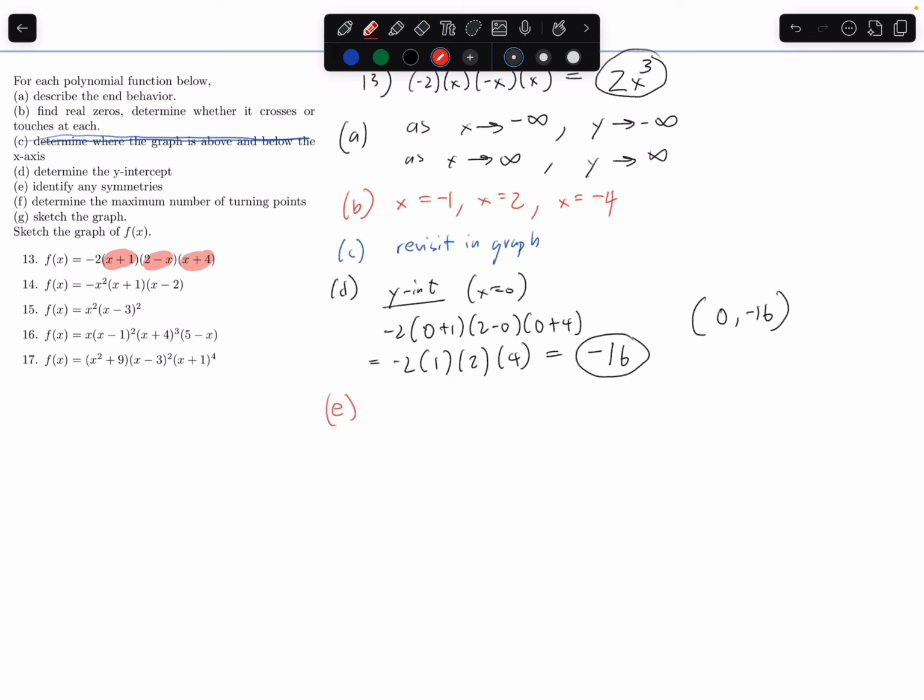Remember, symmetries, in particular, we're looking for odd or even symmetries. And let me just tell you, most likely none of these are going to have either one. Remember, even symmetry is when f of x is equal to f of negative x, and odd symmetry is when f of x is equal to the negative of f of negative x.